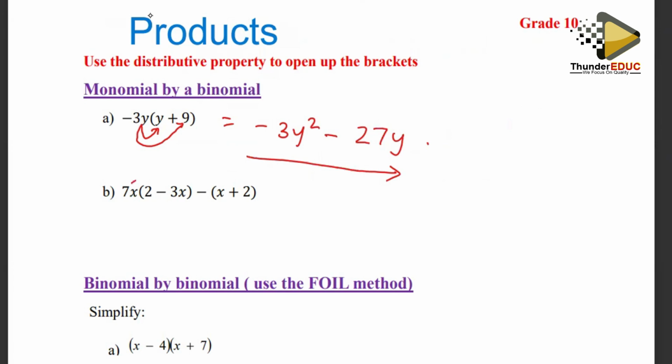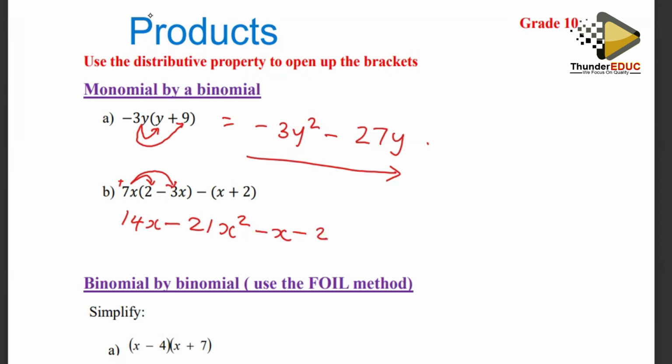All right, let's look at part B. We have the 7x times 2. That's going to give us 14x. And then the 7x multiplied by the negative 3x. So this 7 is positive, this is a negative. So we're going to get a negative 21, but with x squared. Then this negative and the x is just negative x. The negative and the 2, we get a negative 2.